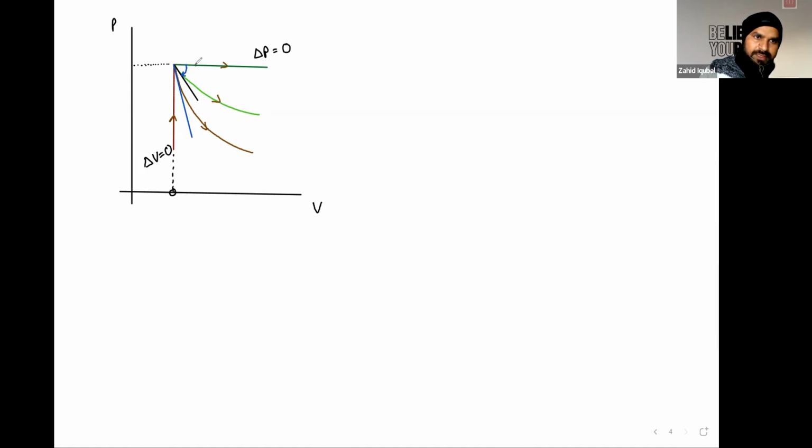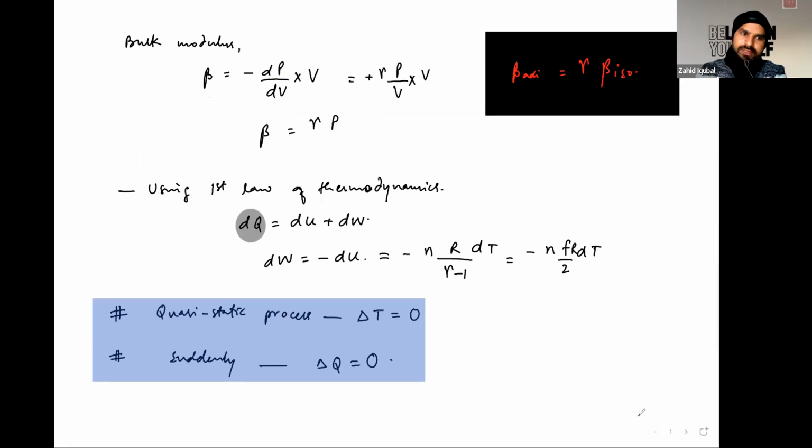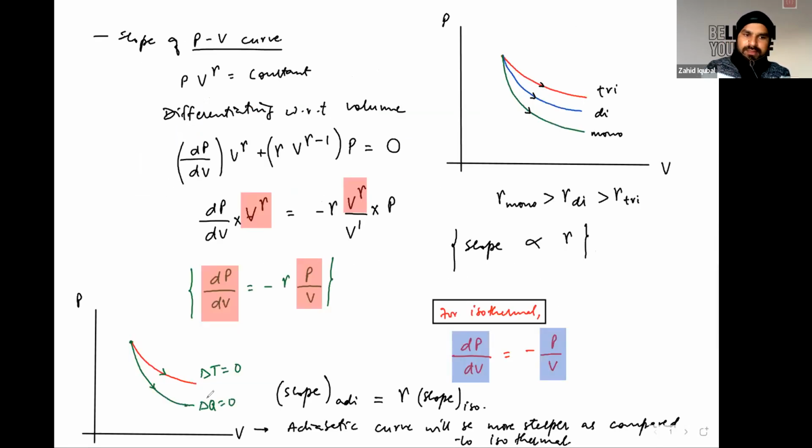So for this and for this. Now just check which is more inclined, the upper one or the lower one. Lower one. Good. The more stiffness of the curve will be for more adiabatic. According to this relation, we can say, greater the stiffness of the graph, it will be for adiabatic. Lesser the stiffness, it will be for isothermal. Is it clear?